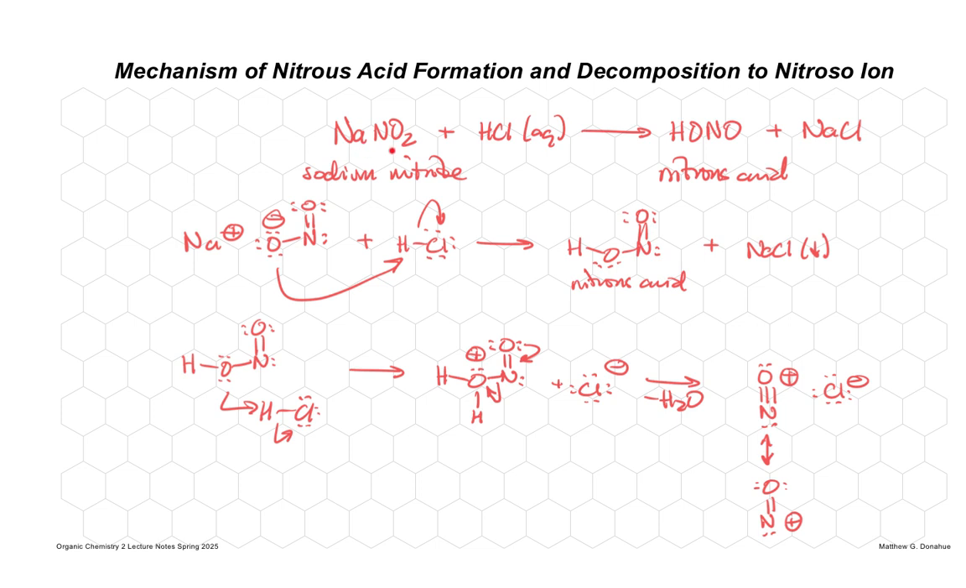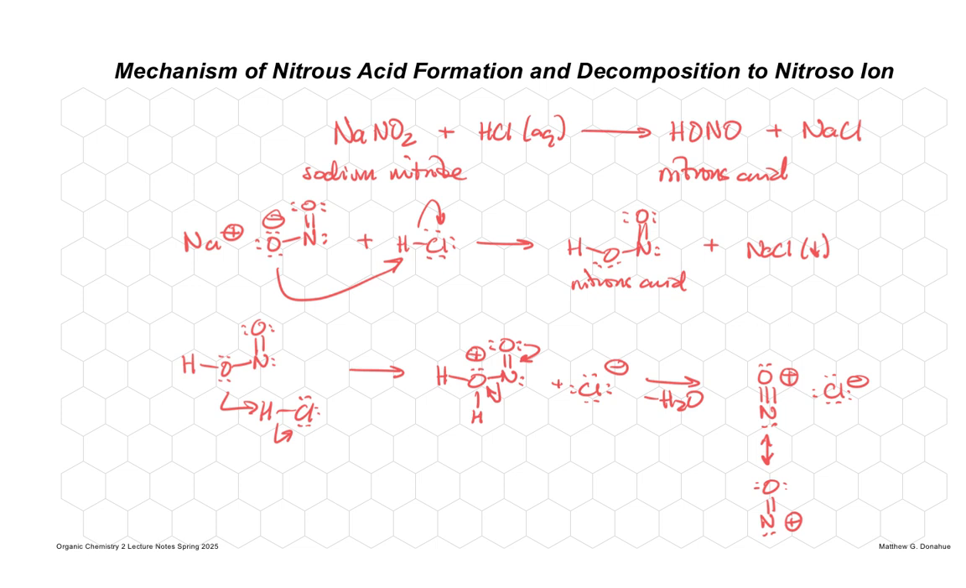So NaNO2 is sodium nitrite, aqueous HCl. Aqueous just means it's a solution in water. So if this is a salt, we have water, it dissolves, and then the HCl allows the mechanism to proceed to generate nitrous acid, HONO. And then we get sodium chloride as the inorganic byproduct. The nitrite will abstract the hydrogen from the HCl, and that generates the nitrous acid, and there's your byproduct. You can't buy nitrous acid, so you're making it in the pot and then using it.